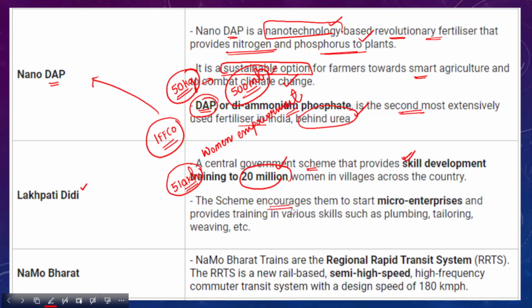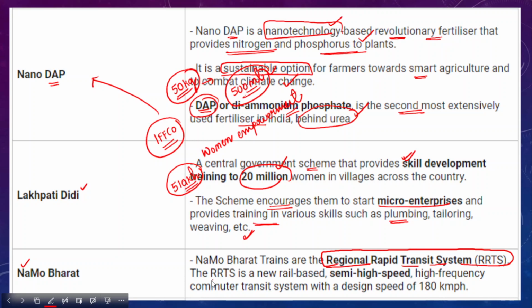This particular scheme encourages them to start micro enterprises and provides training in various skills such as plumbing, tailoring and other activities. The government has also launched a program called Namo Bharat. This Namo Bharat trains, the regional rapid transit system, was recently launched in Delhi. So Namo trains, the regional rapid transit system.